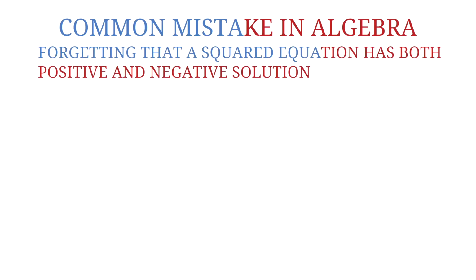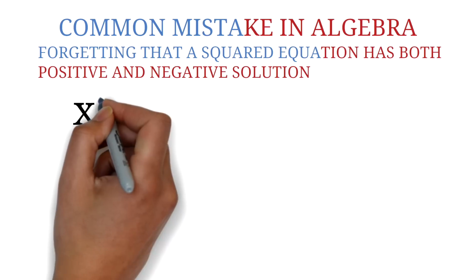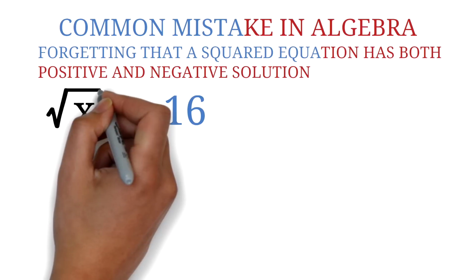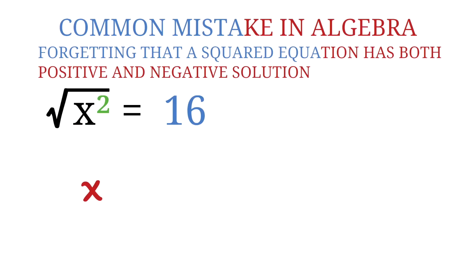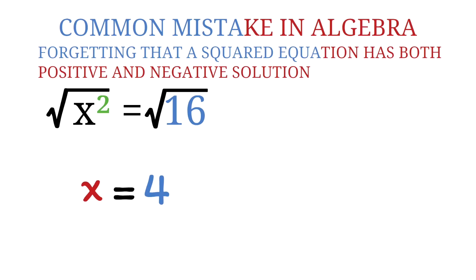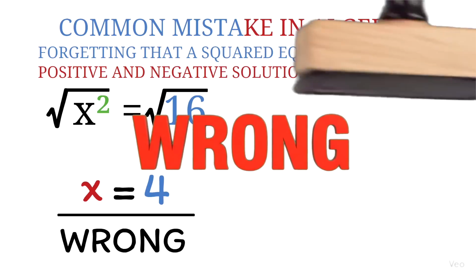So let's take a look at an example. x squared equals 16. How will you go about solving this? What some students do here is to take the square root of the x squared to give us x, then take the square root of the 16 to give us 4. So the answer becomes x equals 4. But this answer is incorrect.